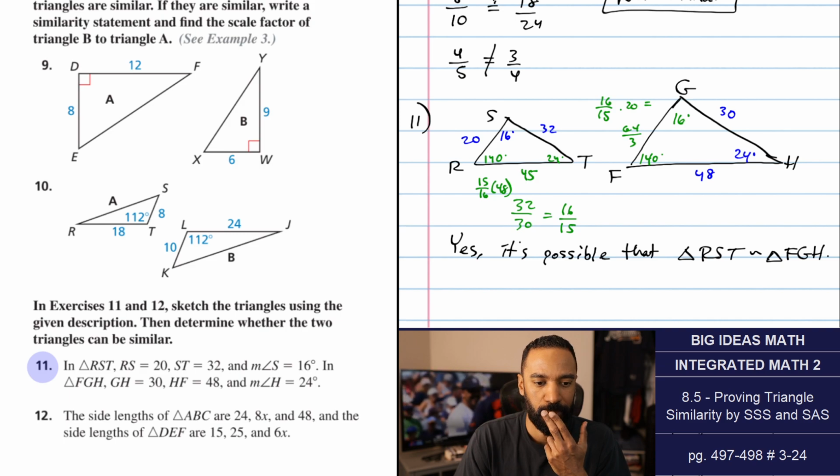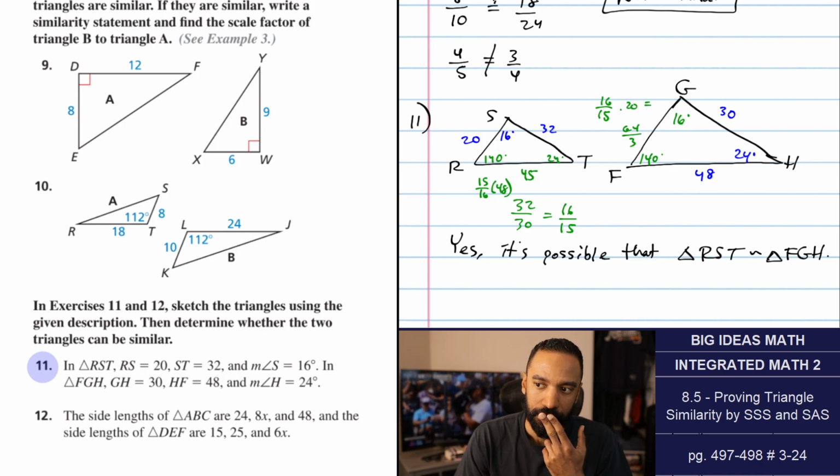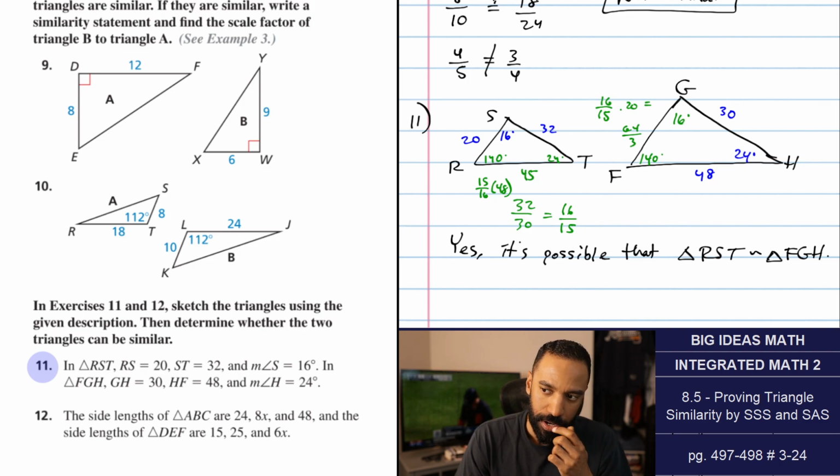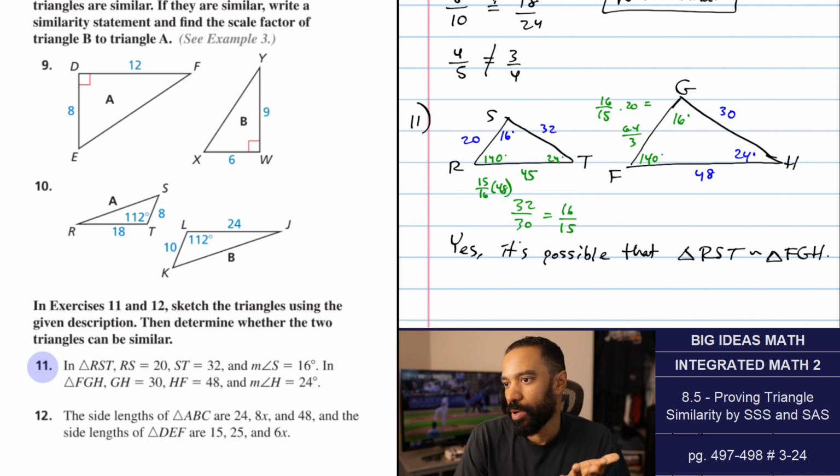Now, ST was 32. Okay. The only other question. RST and FGH. Sketch the triangles using the description and determine whether the two triangles can be similar. So I don't see why they can't be similar given all that I have, basically. Oh, one last thing I want to check?